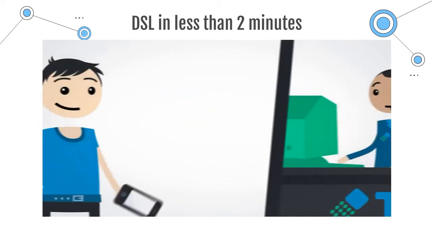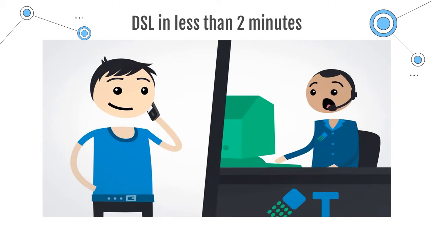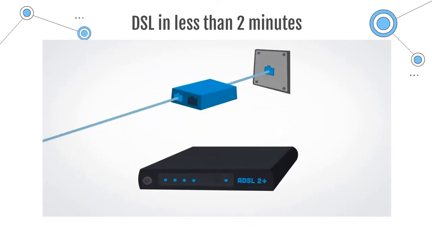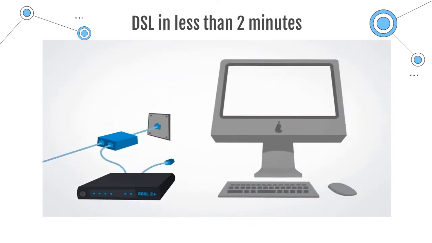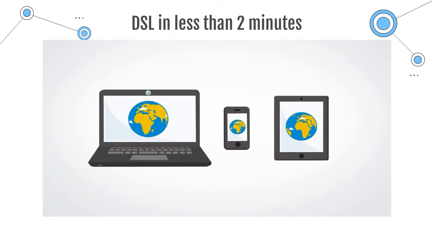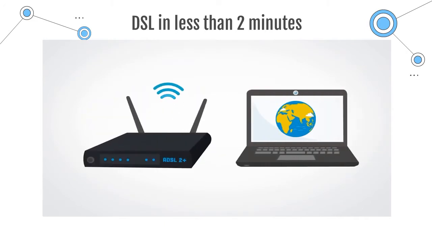If you don't have one, get Telkom to install one. You'll also have to ask Telkom to enable your ADSL service. Next, you need an ADSL modem, which lets your computer connect to the internet. If you want your laptops, smartphones, and tablets to connect, it's best to get a modem with built-in Wi-Fi.